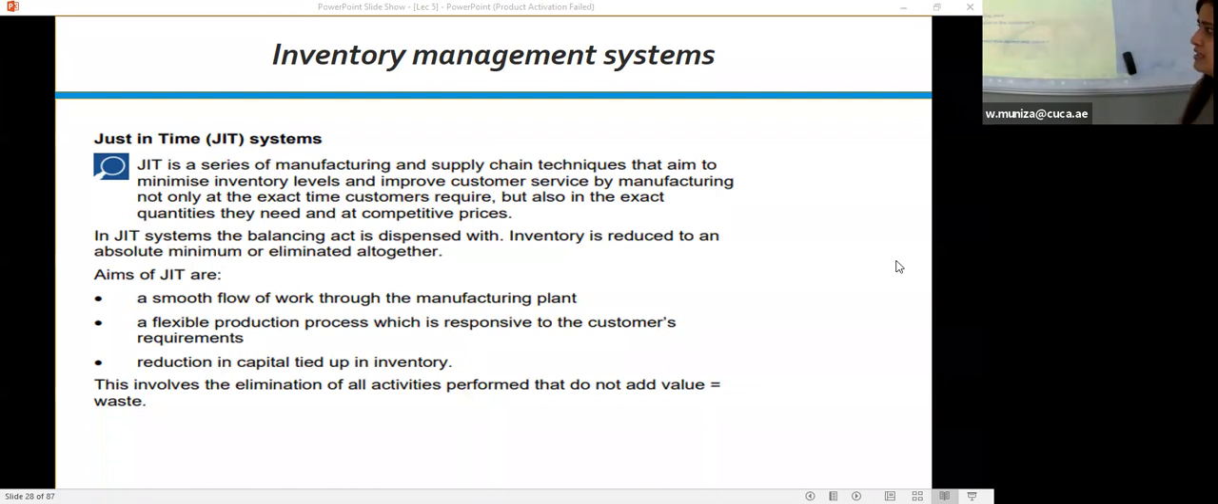So the aims of just-in-time are a smooth flow of work through the manufacturing plant, a flexible production process which is responsive to the customer's requirements, and a reduction in capital tied up in inventory. This involves the elimination of all activities performed that do not add value, that is waste.